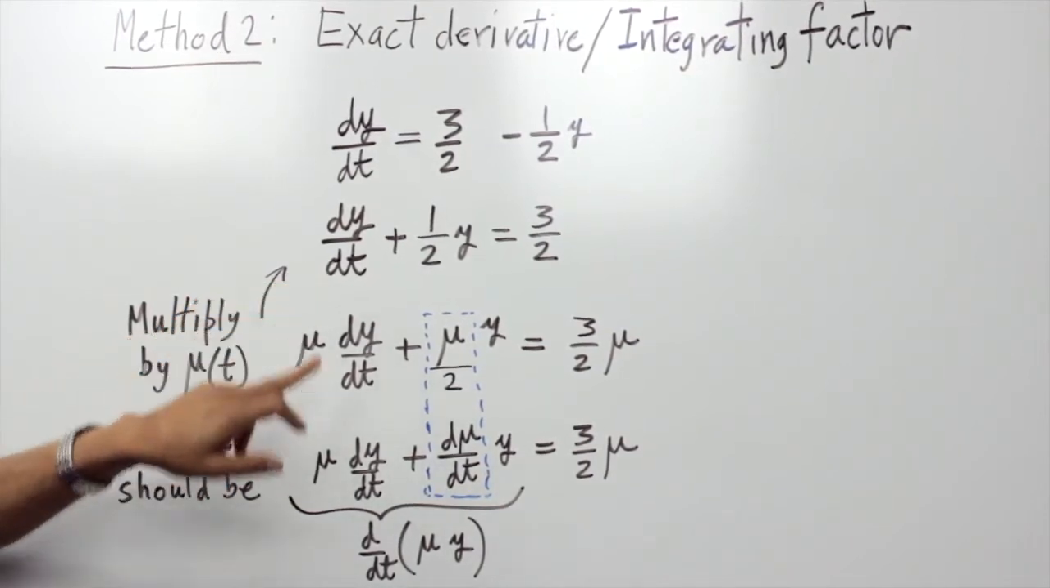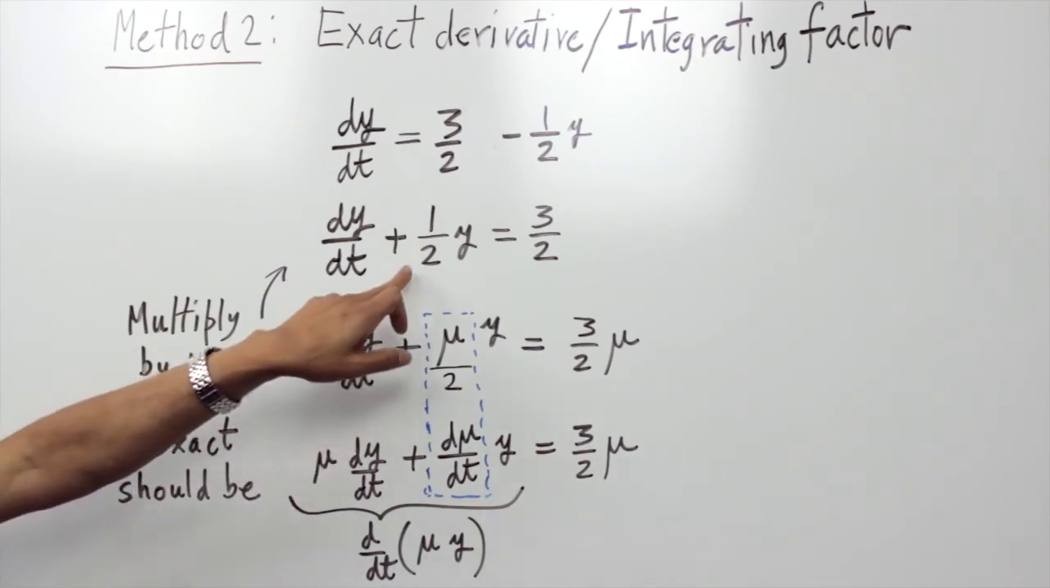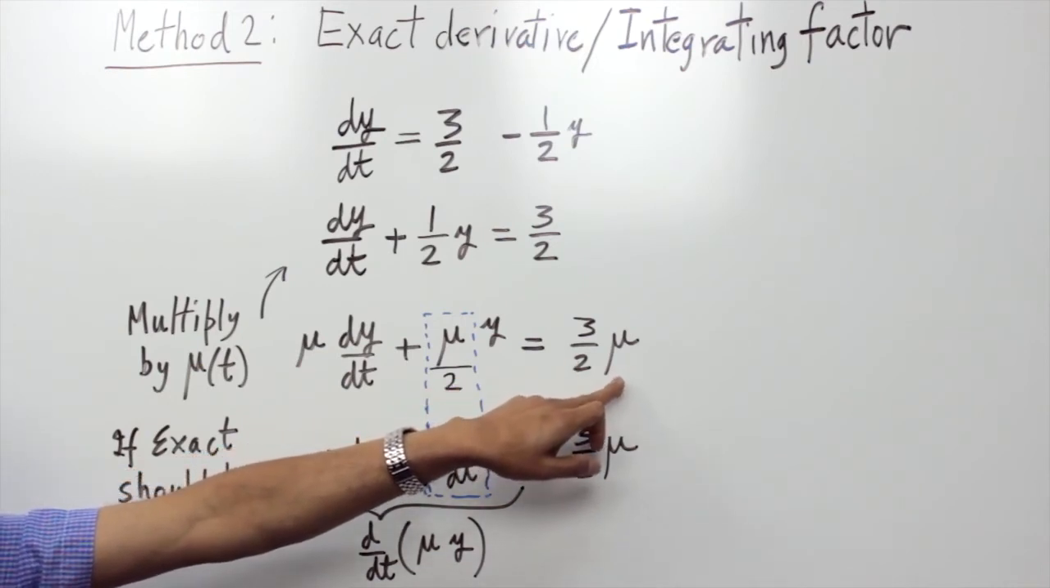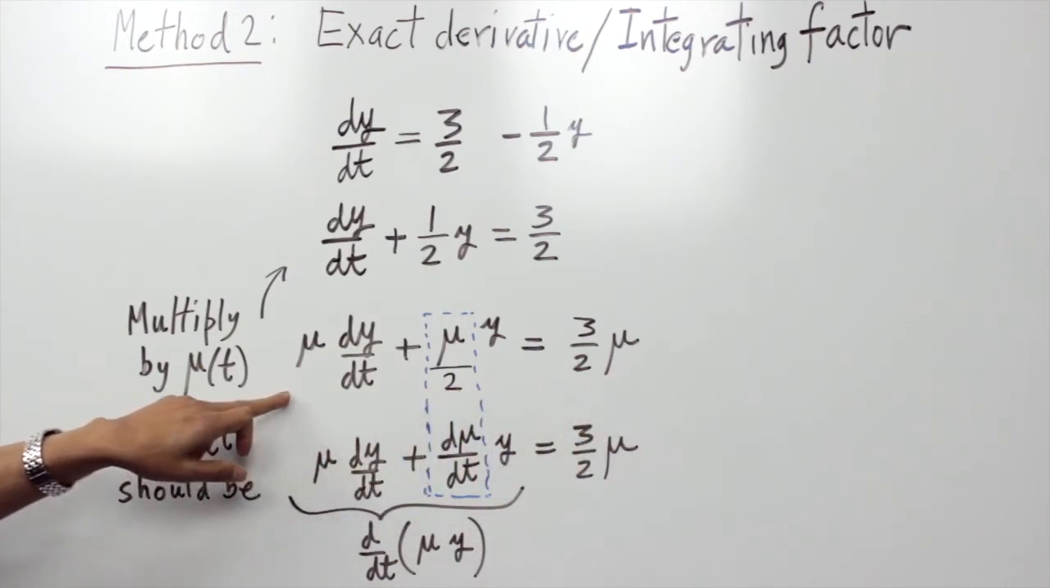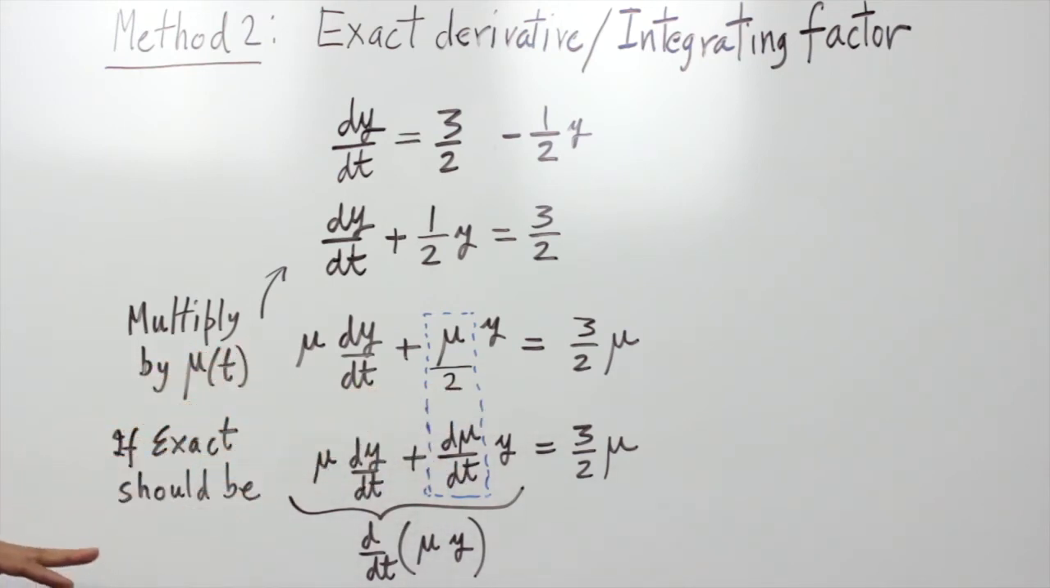And so multiplying this equation by mu of t, we have mu times dy/dt, and then mu times 1/2 of y, and the right hand side is then 3/2 times mu. At this stage we don't know mu, and the idea is to find that mu which will allow the left hand side of the equation to be expressed as an exact derivative. And so if the left hand side is an exact derivative, then it should have a form like shown here, d/dt of mu times y.